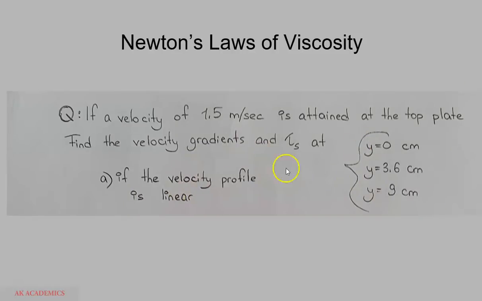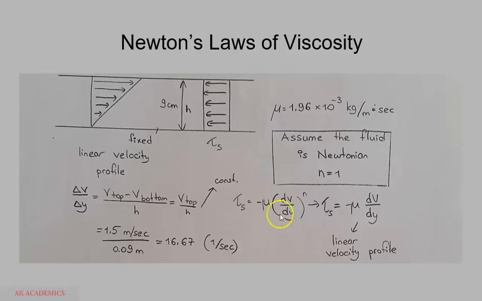We have the height, which is given as 9, because that's the maximum height that we have for the variable plate. So the velocity at that very top is 1.5, and that maximum height is what we're going to consider now. That's going to be 0.09 meters, and that gives us 16.67 if we carry out these operations. Delta V divided by delta Y is equal to 16.67 per second.